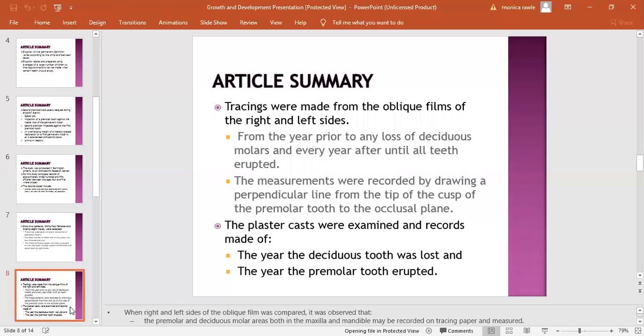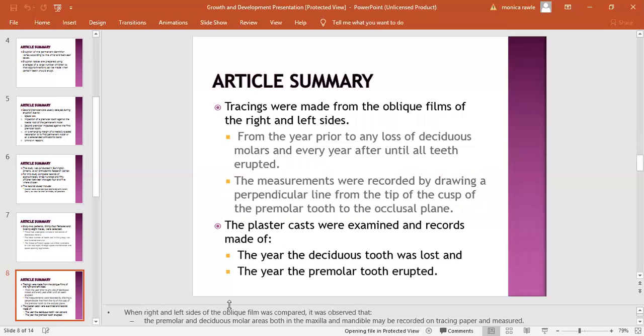So tracings were made from the oblique films of the right and left sides, from the year prior to any loss of deciduous molars and every year after until all teeth had erupted. The measurements were recorded by drawing a perpendicular line from the tip of the cusp of the premolar tooth to the occlusal plane.